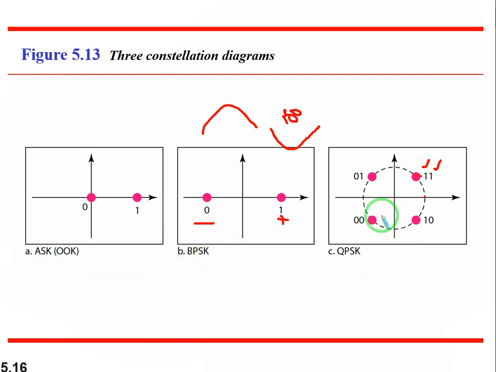So this is a simple method. It is not necessary that you draw it just like this. You can use 0 0 here, 1 0 here, 1 1 here and 0 1 here. So it's up to you, but just keep in mind the difference between the angles, how many carriers are used here and how many carriers are used here. So this is the basic differentiation in the 3 constellation diagrams.